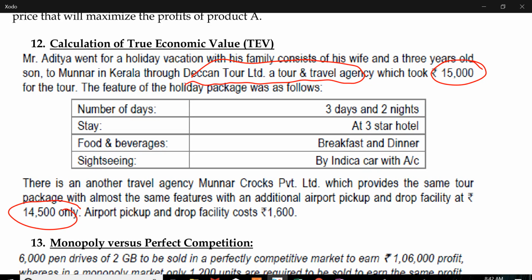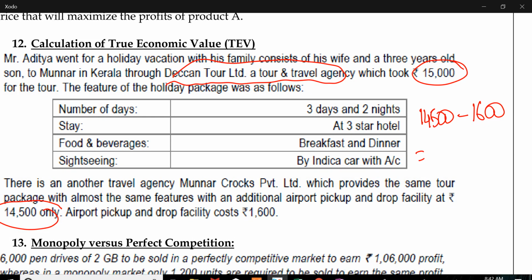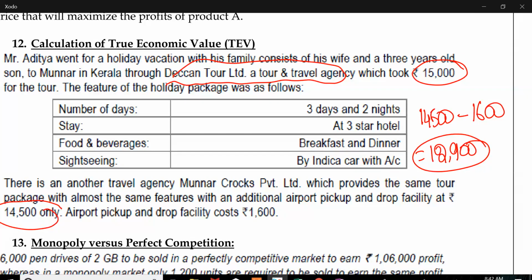Cost of next best alternative: my next best alternative is asking me to pay only 14,500. On top of that, my facilities are not adequate, so I will subtract another 1,600. I'll subtract 1,600 and I would like to pay only that. This is the true value of this package which he is providing, but how much is he charging?